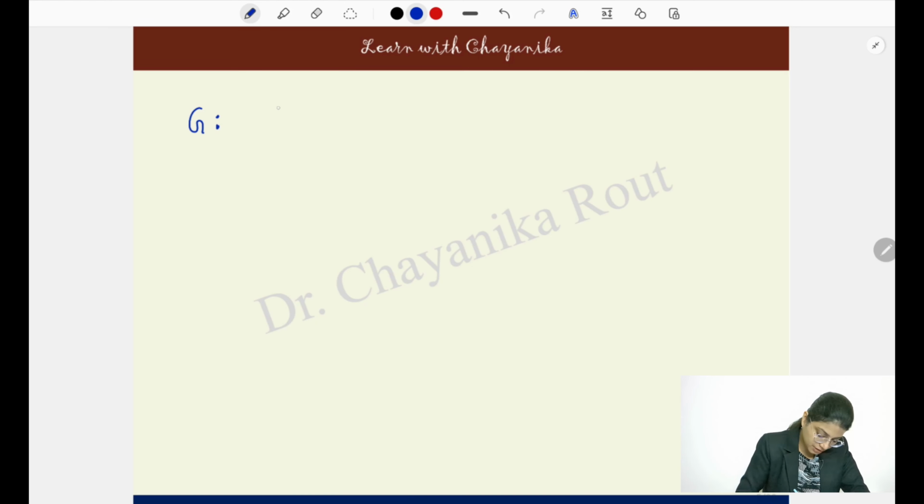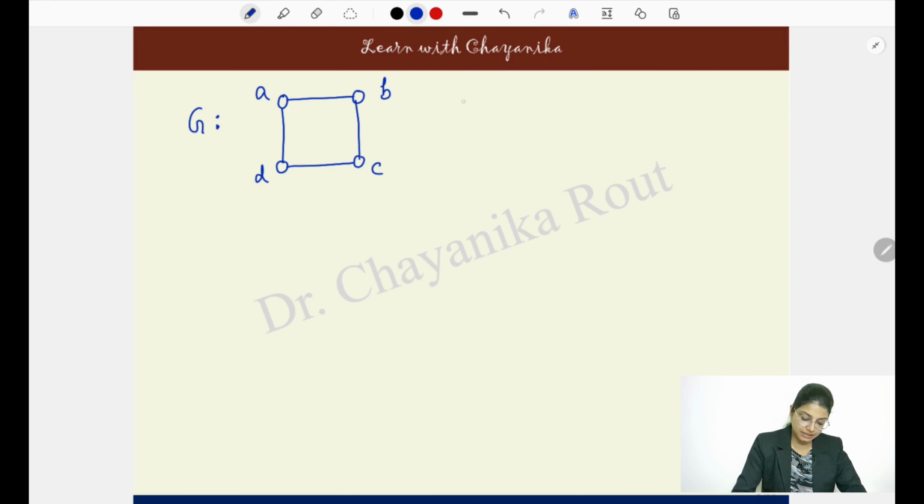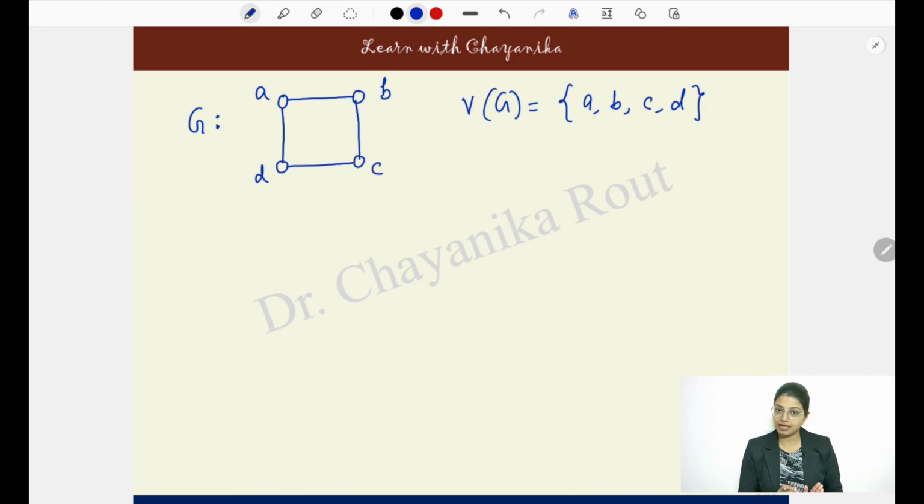Let's take a graph G. Suppose we have this graph G with the vertex set ABCD. So let's write the vertex set of this graph, that is the set containing the vertices A, B, C, D. Now if this graph G has to be bipartite, then we would be able to have a partition of this vertex set VG into exactly two partite sets.